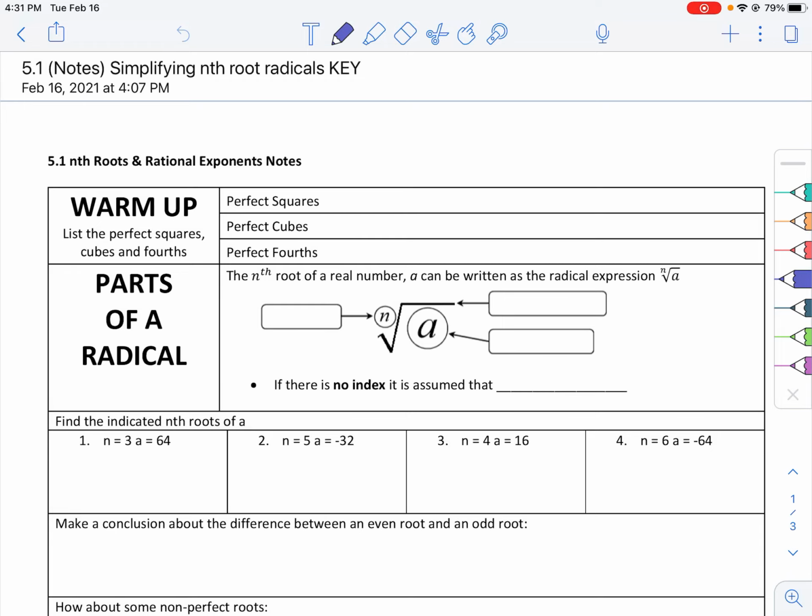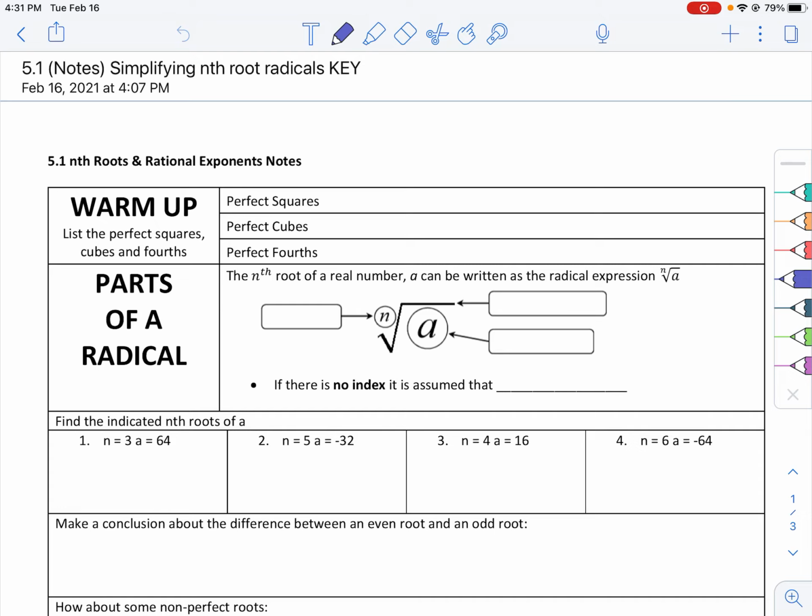All right, everybody, welcome to Unit 5. In Unit 5, we're going to start with talking about radicals to a higher power than just 2, or than just 1/2, which would be our square root. We're going to talk about cube roots, fourth roots, and so on and so forth.